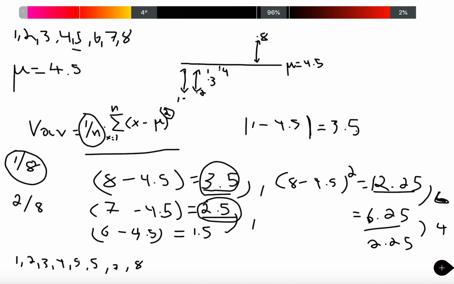So in that case, I will do 2/8 times 5 minus 4.5 squared. That's it.